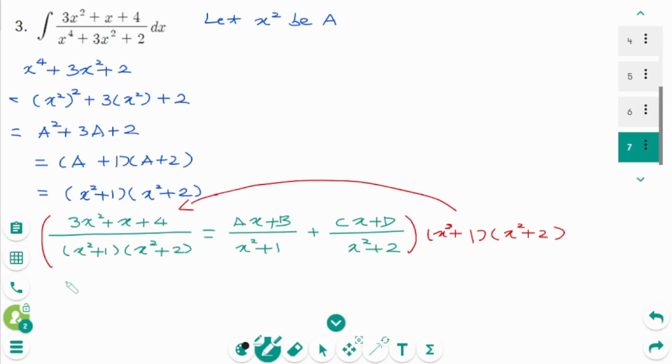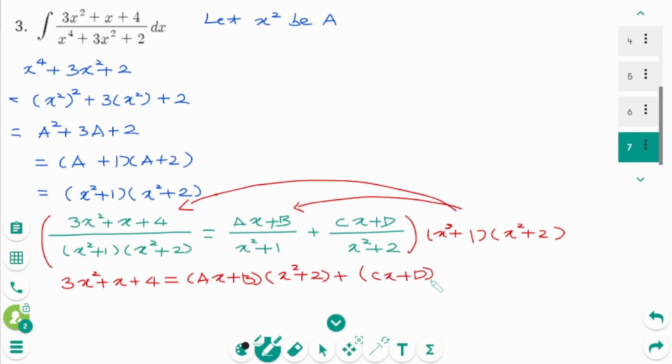Then the first one is 3x squared plus x plus 4 equals ax plus b. x squared plus 1 is cancelled. Then x squared plus 2, plus cx plus d times, this part is cancelled, x squared plus 1.